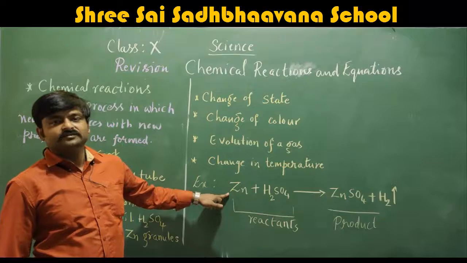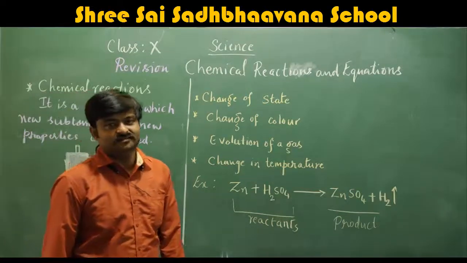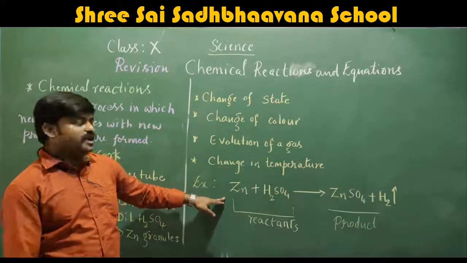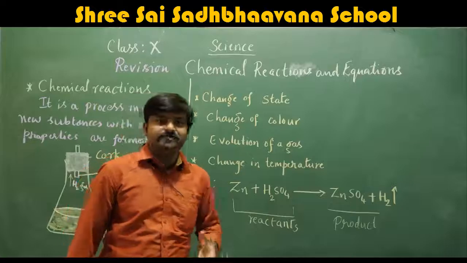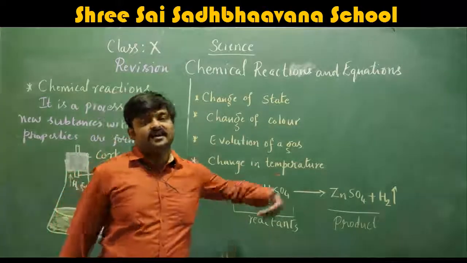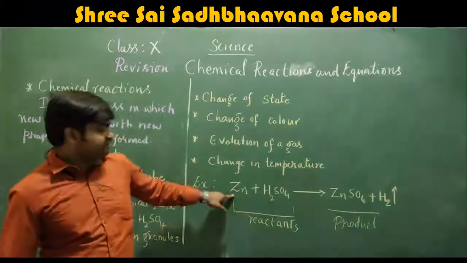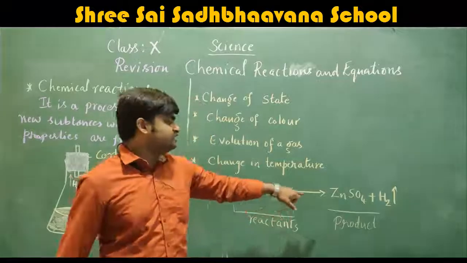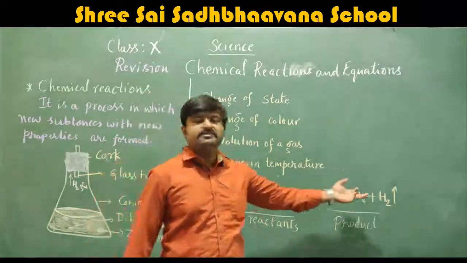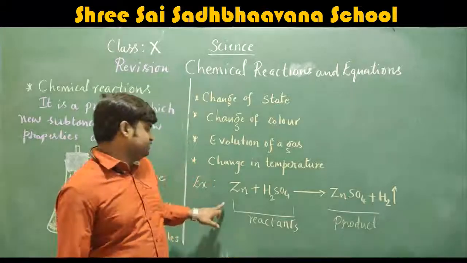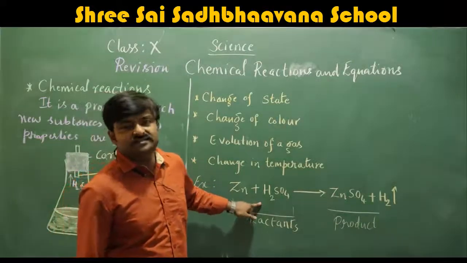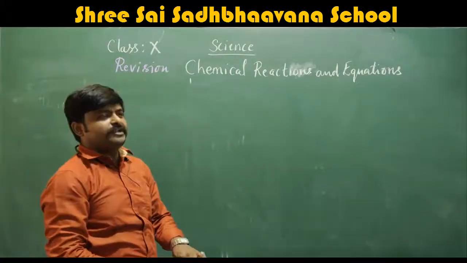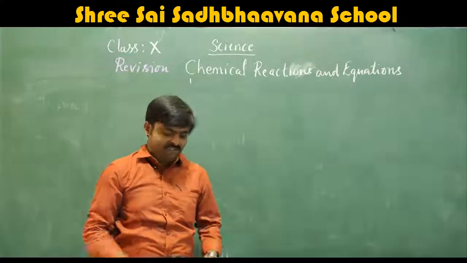After that, one more concept is balancing the equation. Is this equation balanced or not? To balance, we have to observe the number of atoms present in the reactants and products. Here zinc 1, here also 1, SO4 as it is, hydrogen H2, 2 atoms of hydrogen as it is. Then we can say this equation is chemically balanced.